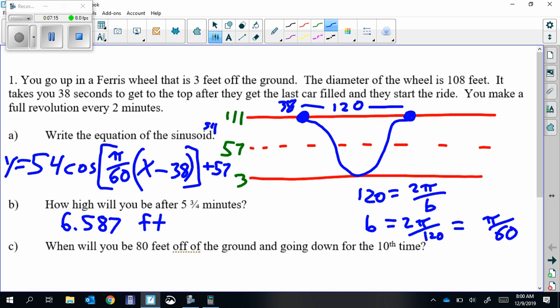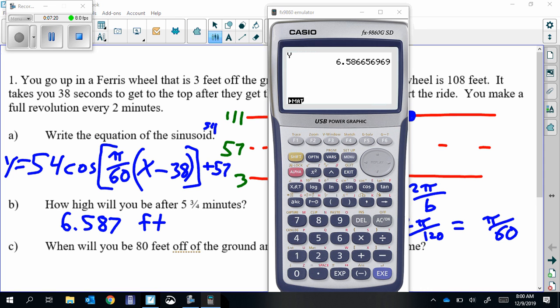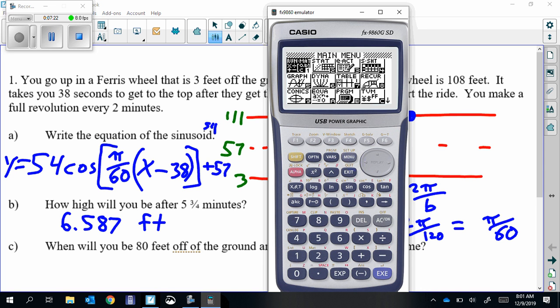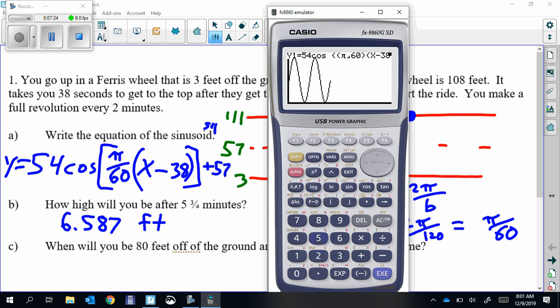When will you be 80 feet off the ground going down for the 10th time? I think we need to extend our graph out, because I don't think this shows 10 times. Going down for the 10th time. So this is going down for the first time, up, down second, down third, down fourth, down fifth. So there's a couple ways to do it. You can extend your graph, or you can just keep adding on 2 minutes, because you're going to be at that same spot every 2 minutes. It's up to you.